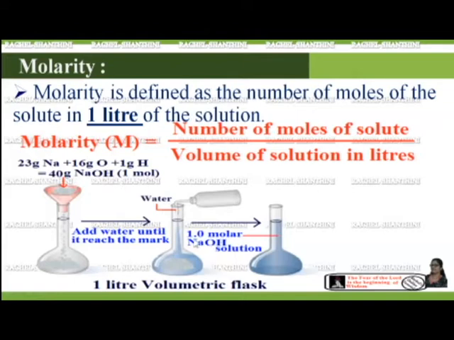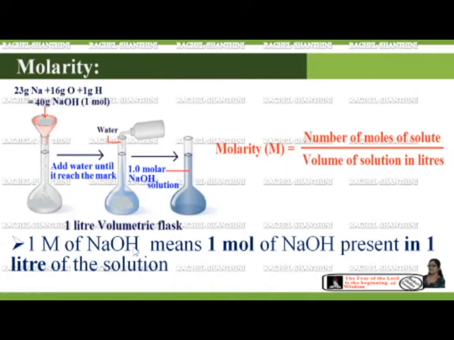Here I have given how to prepare 1 molar sodium hydroxide. For that, we have taken a 1 liter volumetric flask. First, we have to take 1 mole of sodium hydroxide solute in the 1 liter volumetric flask. Then we have to dissolve the salt and add water until it reaches this mark. Now we get 1 molar sodium hydroxide solution. So 1 molar sodium hydroxide means 1 mole of sodium hydroxide present in 1 liter of the solution.